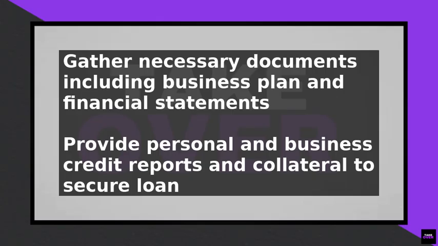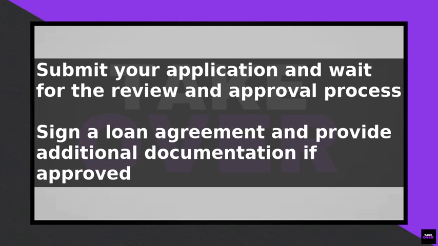If your application is approved, you will be required to sign a loan agreement and provide any additional documentation required by the agency. The loan agreement will outline the terms of the loan, including the interest rate, repayment term, and any fees associated with the loan.